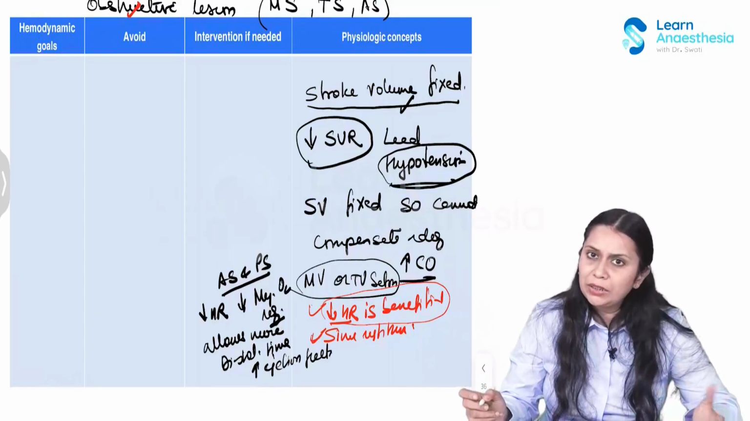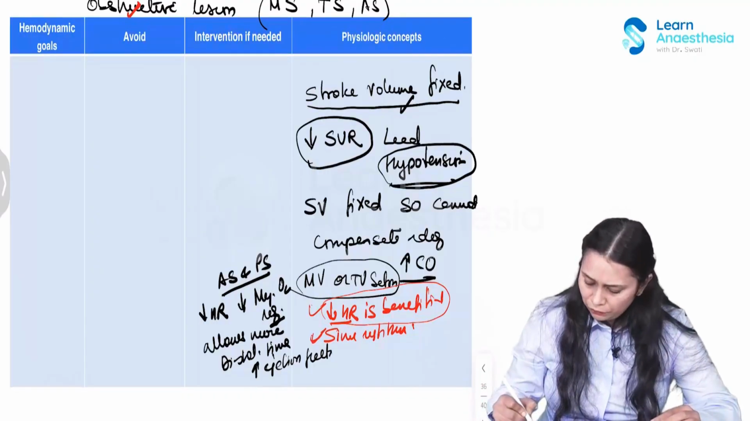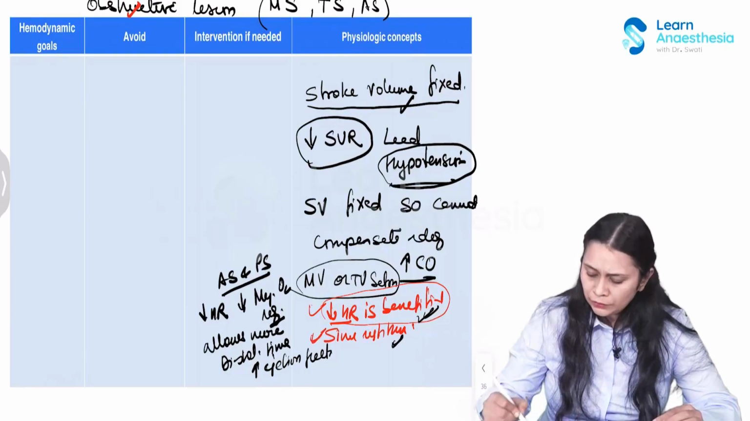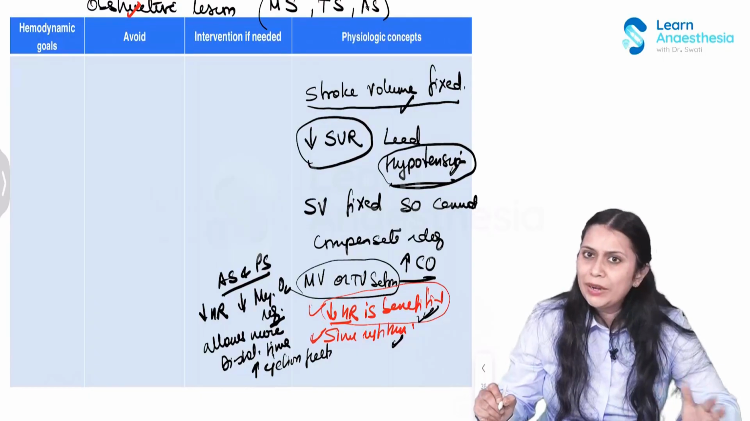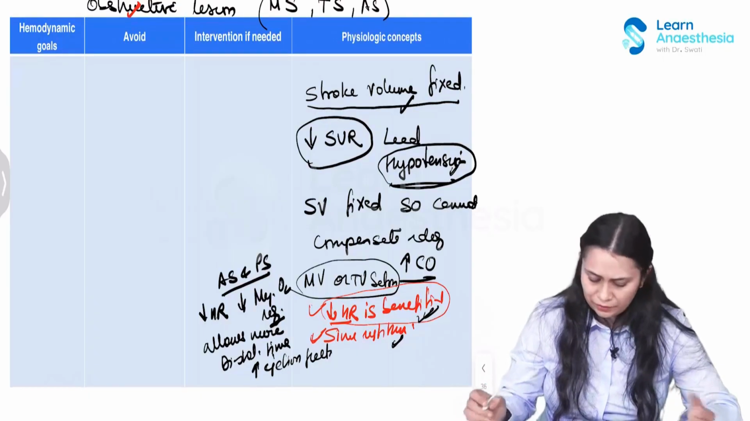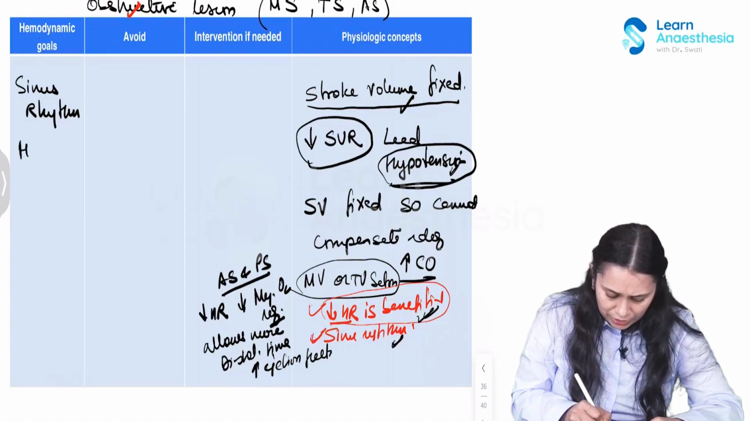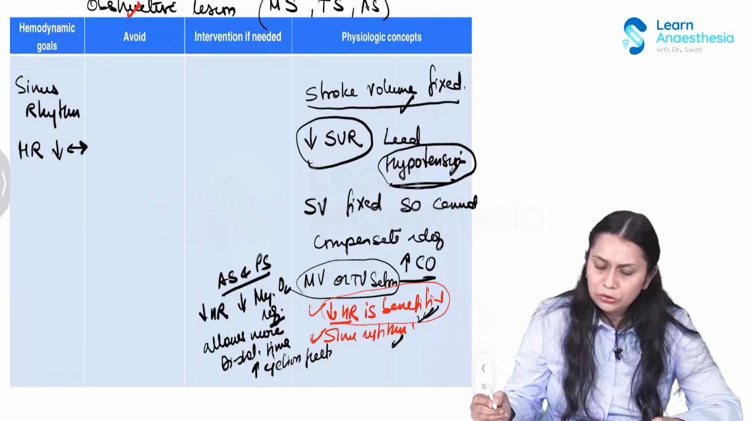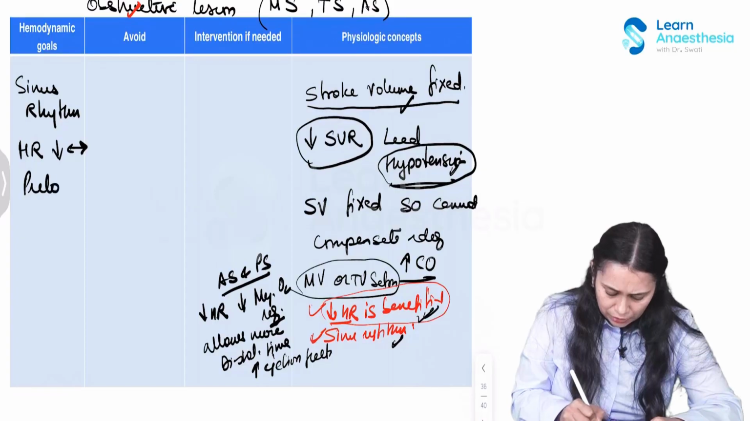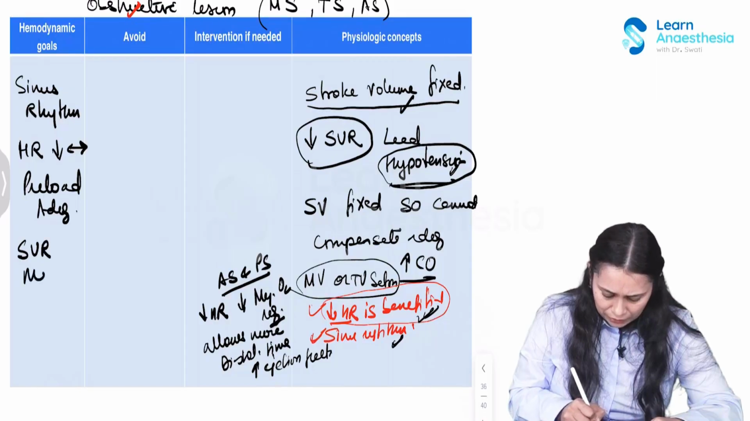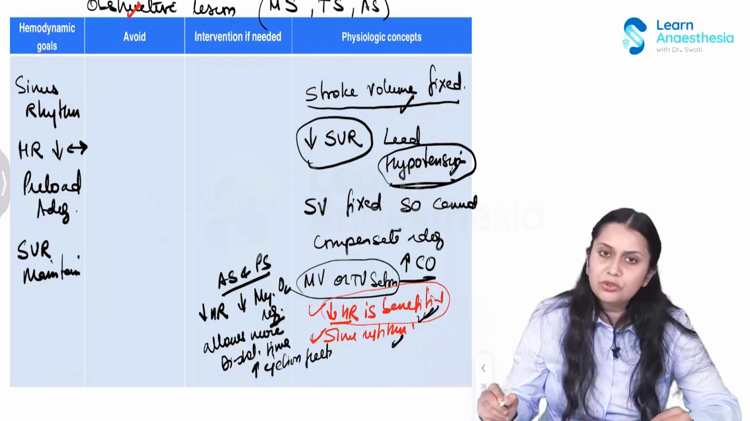So what is the hemodynamic goal in obstructive lesions? First, heart rate should be towards the lower side. Sinus rhythm has to be maintained. Blood pressure has to be maintained. Adequate preload, right, should be there. So number one, sinus rhythm. Number two, the heart rate either decreased or towards normal. Then adequate preload, and then SVR maintained. The blood pressure should be maintained. The vasoconstriction should be maintained.